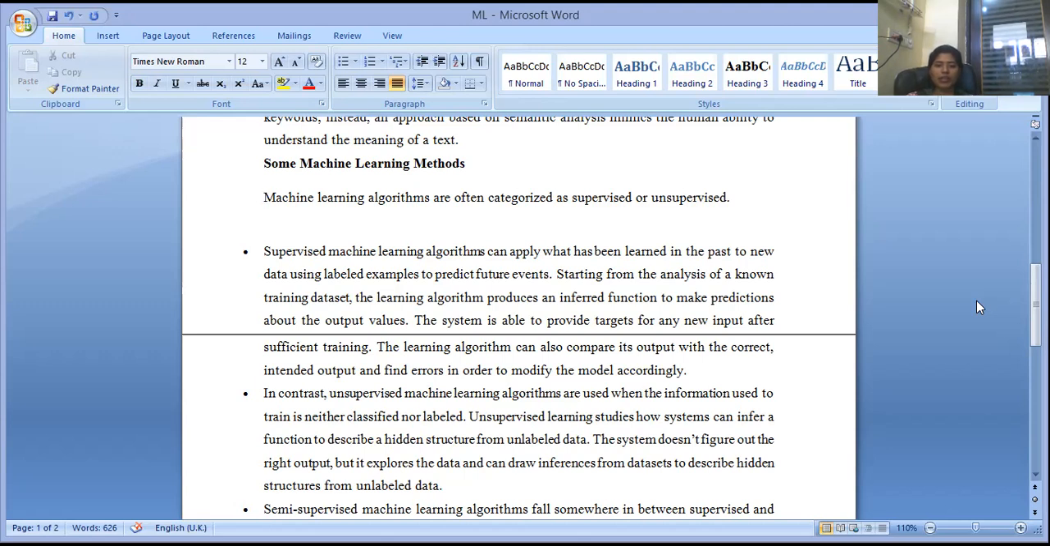Clear? So the learning algorithm produces an inferred function to make predictions about the output values. The system is able to provide the target for any input after sufficient training. Clear? The learning algorithm can also compare its output with the correct intended output and find the error in order to modify the model accordingly. So what supervised learning says basically is that this learning is based on the past, and on this you are implementing some techniques for making the future, isn't it?